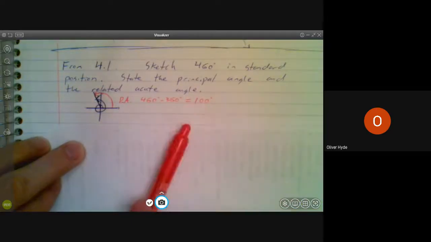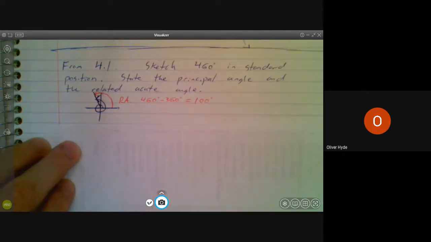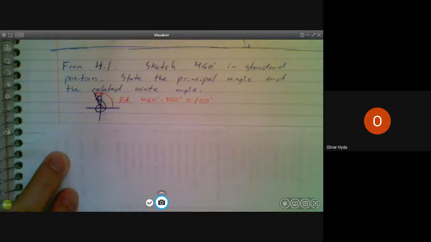Now be careful with your symbols here. 460 degrees is not equal to 100 degrees. They're different numbers. They're not equal to each other. They share a terminal arm. They are coterminal angles. Right.